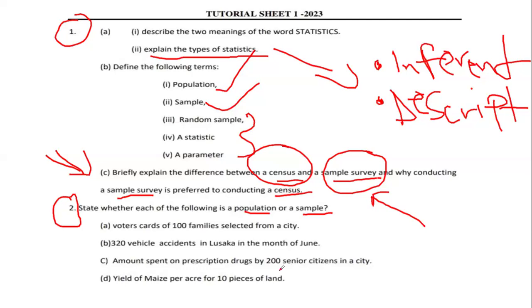Okay, so the answer here is actually, this is a sample, okay? Because they are just getting 200 senior citizens in the city. They're not getting all the senior citizens in that city. They're just getting 200 of them, so they're getting a subset, okay? So that will make it a sample. And then D, they're saying yield of maize per hectare for 10 pieces of land. Is that a sample or a population?